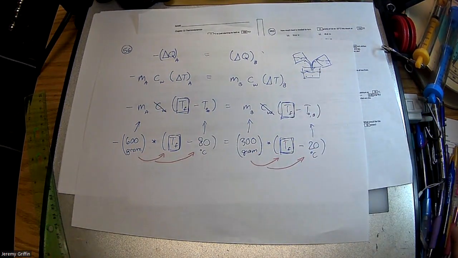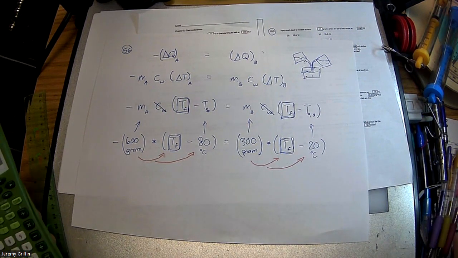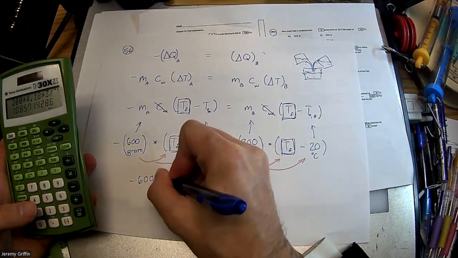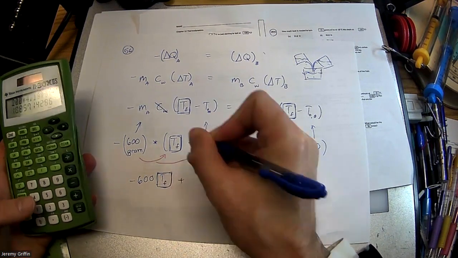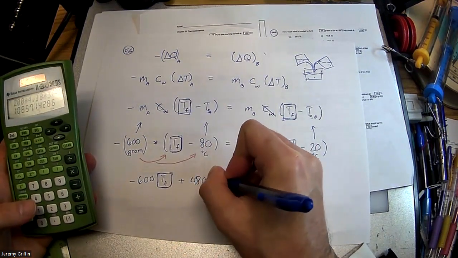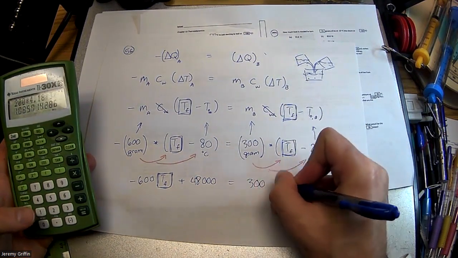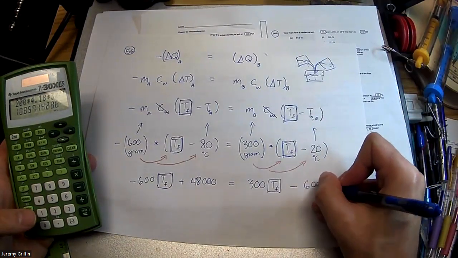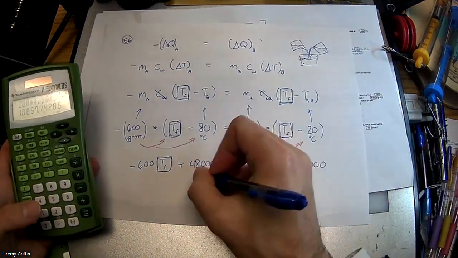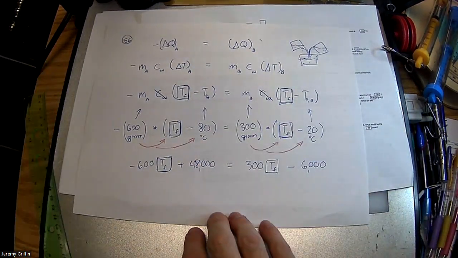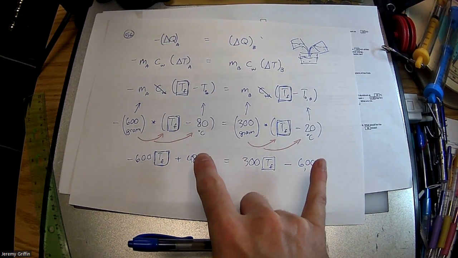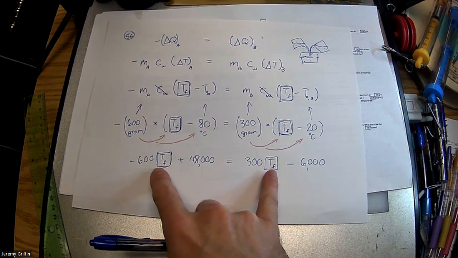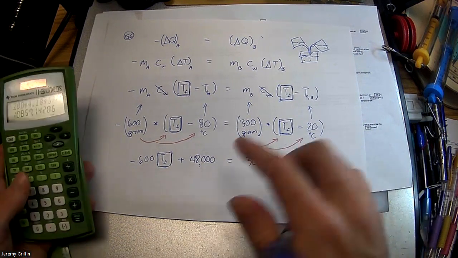I'm gonna distribute. So also I'm gonna drop my units just for a step here, just to make this a little easier. So I'm getting like 600 TF plus 648,000 equals 300 TF minus 6,000, something like that. Okay. All right. So see this part of the algebra process, I have 4 terms. 2 of them have common units, and 2 of them have the target variable that I'm solving for. So I'm gonna get like terms together.